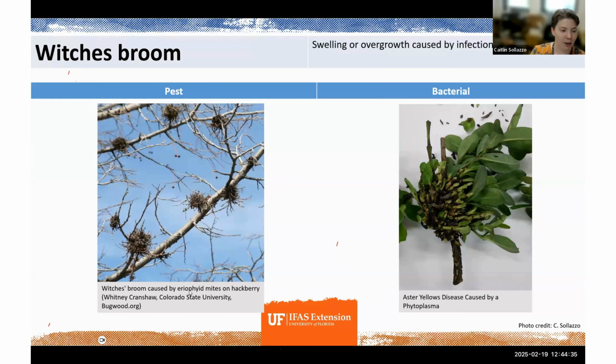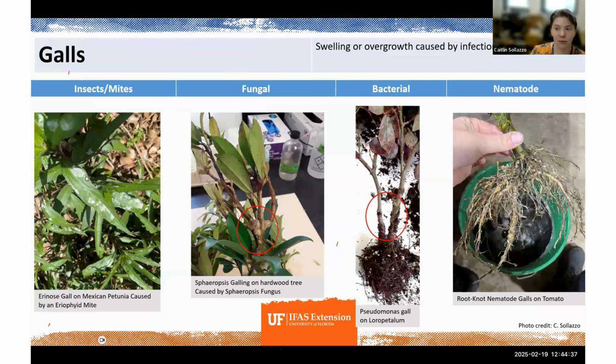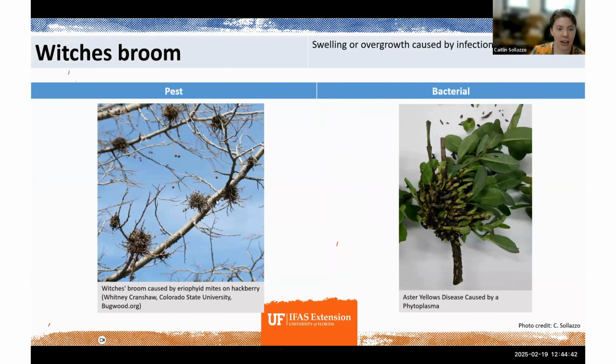This is also caused by an eriophyid mite, so the same type of mite that causes these, on a different species, and that specific type of mite causes a lot of these really unique symptoms. And then this is also a phytoplasma. So again, those bacteria that lack a cell wall, which are phytoplasma. This is aster yellows. Again, instead of having a beautiful flower or a different bud, you have just 100 different buds. Really fascinating. Also, herbicide injury can sometimes cause witch's broom-like symptoms as well.